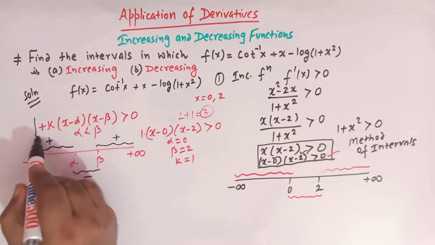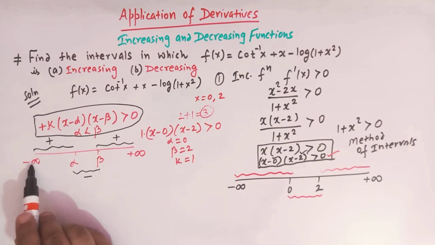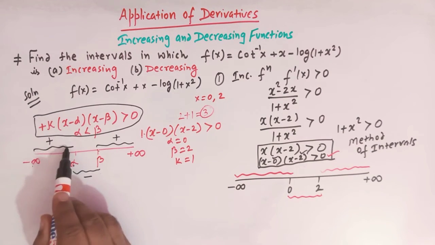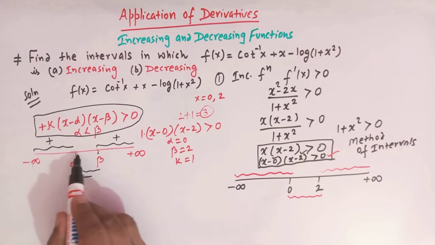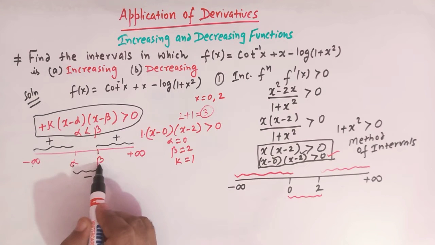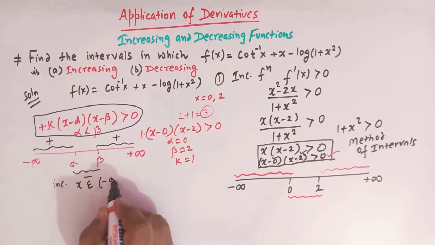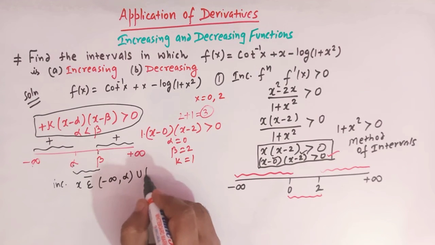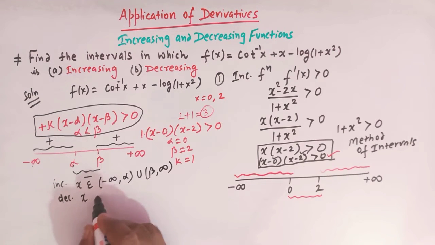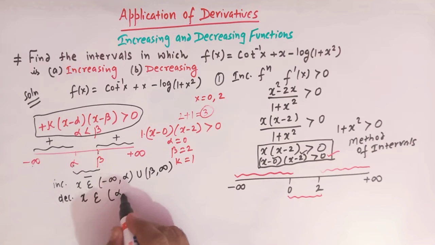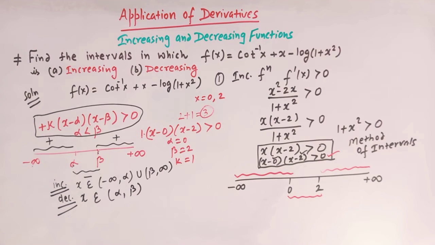So when this is the case, the function is increasing from minus infinity to alpha, because here we have the positive value, and from beta to infinity. And the function is decreasing from alpha to beta. So for increasing, we have x belongs to minus infinity to alpha union beta to infinity, and for decreasing we have x belonging to alpha to beta. So these are the intervals in which the function is increasing and decreasing.